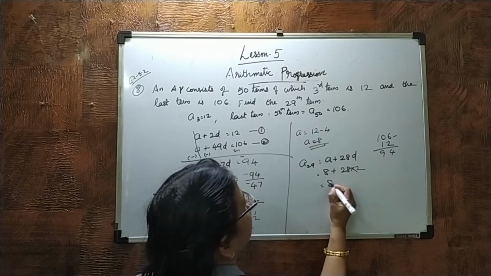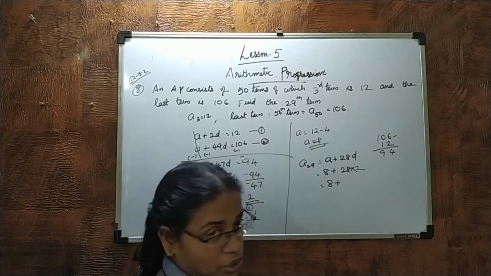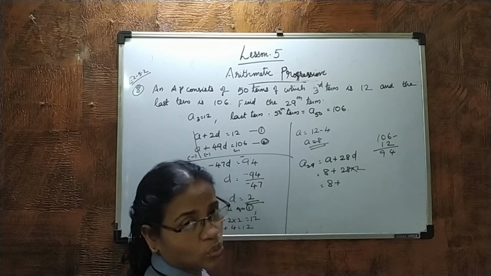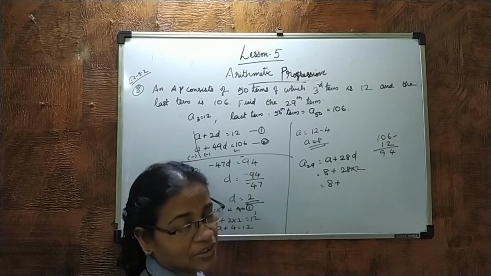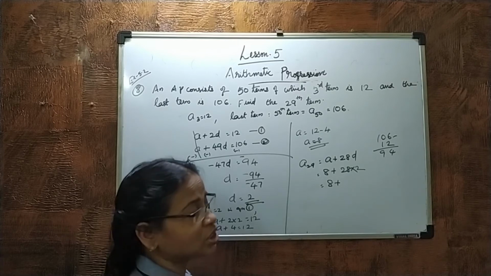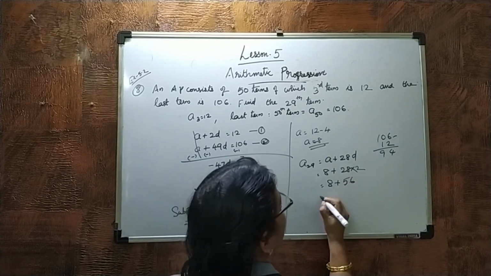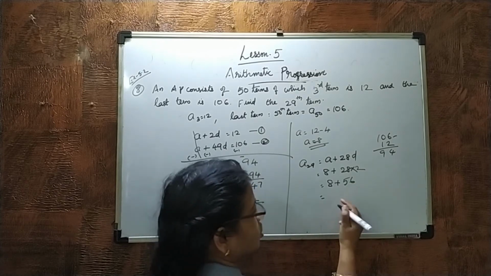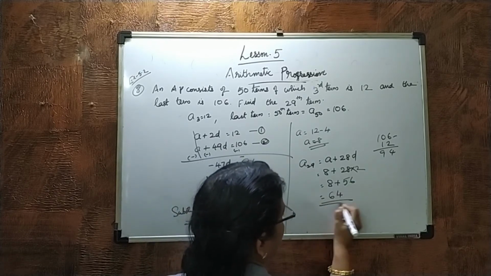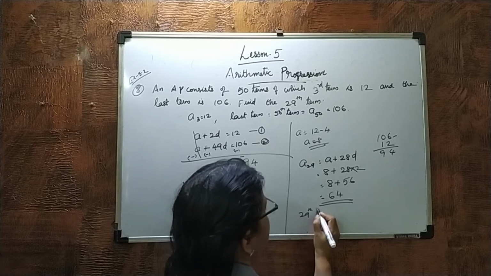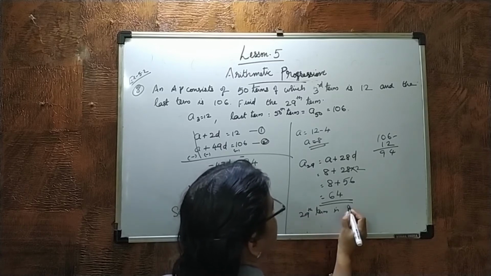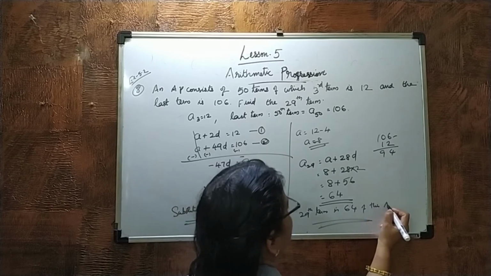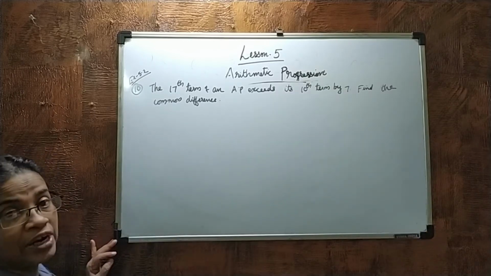So it will be 8 plus 25 into 2 is 50. 26 into 2 is 52. 27 into 2 is 54. 28 into 2 is 56. So 56 plus 6 is 62, plus 2 more, so it will be 64. So the 29th term of this AP is 64. Now 5.2, 10th question.